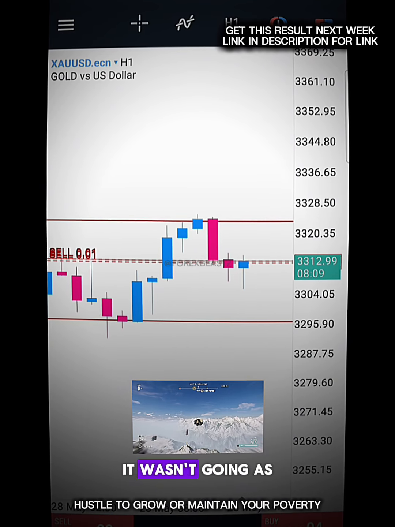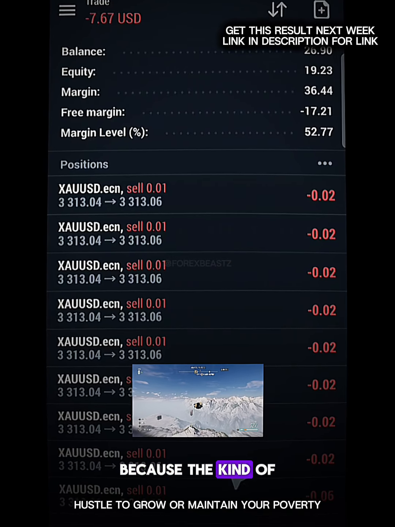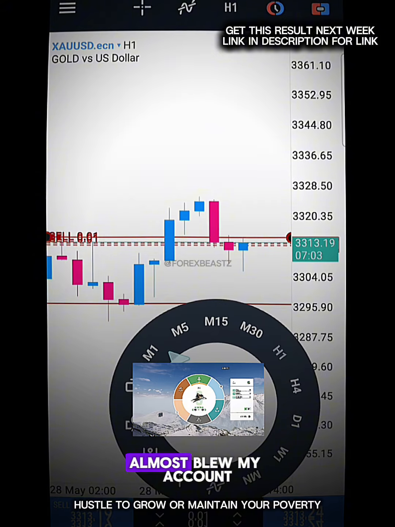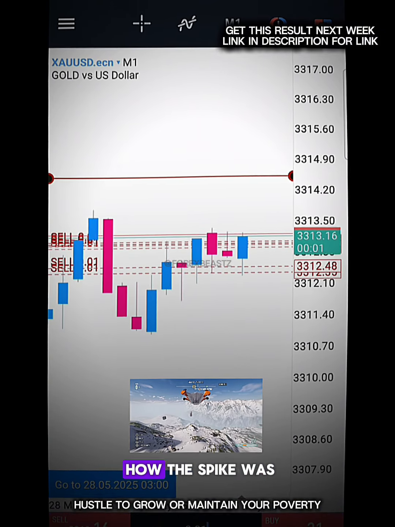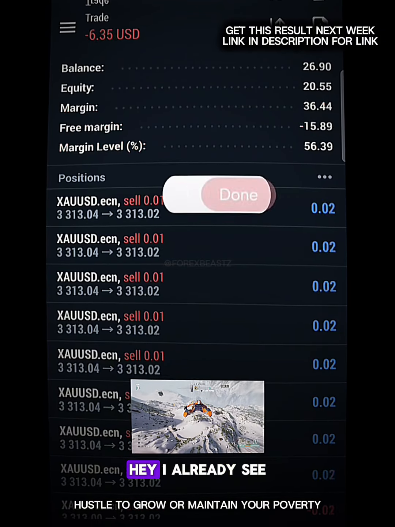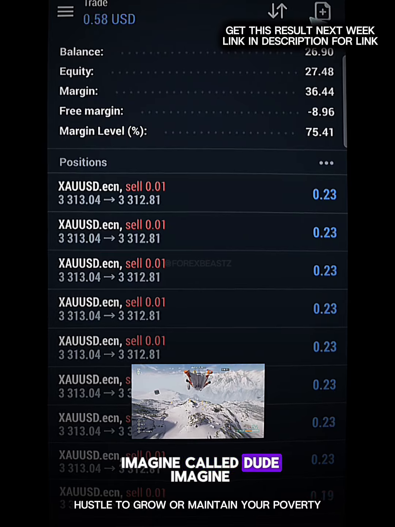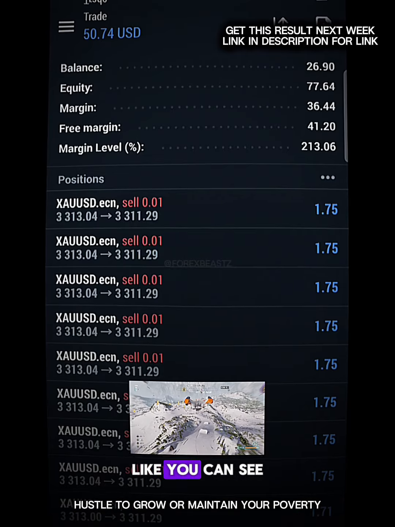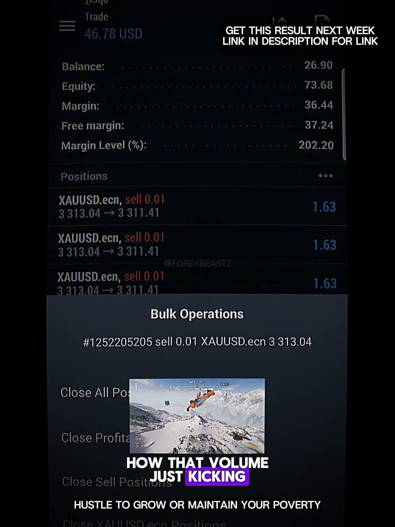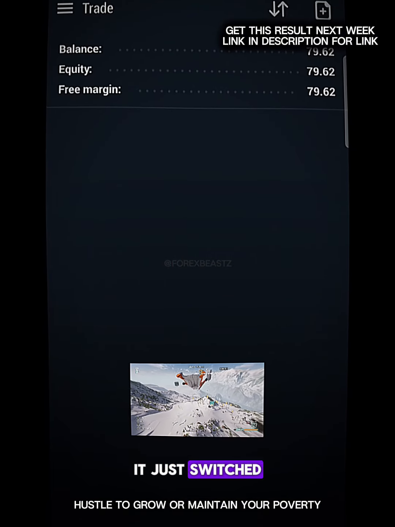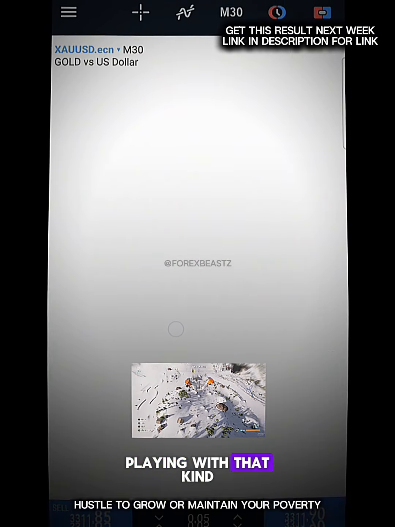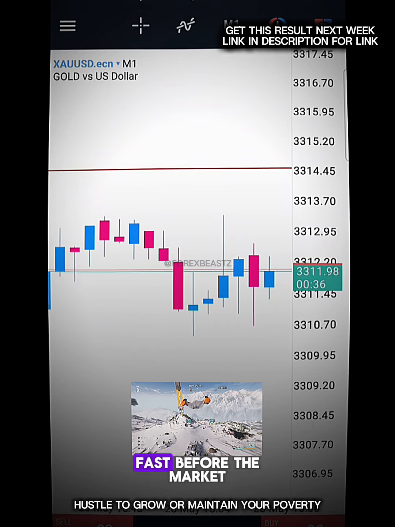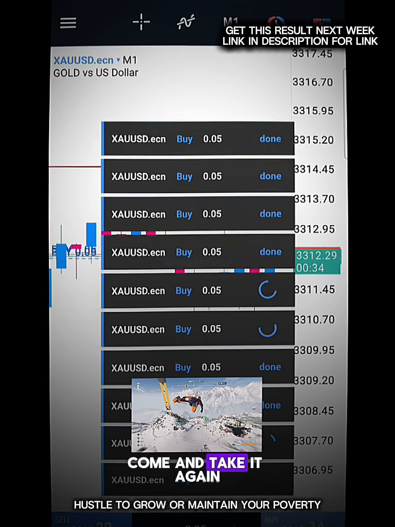But it wasn't going as I expected, because the kind of red I'm seeing almost blew my account. Like, you can see how the spike was already happening. Hey, I'm already seeing margin call, dude, imagine. And then it just switched. Like, you can see how that volume just kicking. It just switched. But I'm not playing with that kind of volume. I just closed very fast before the market comes and takes it again.